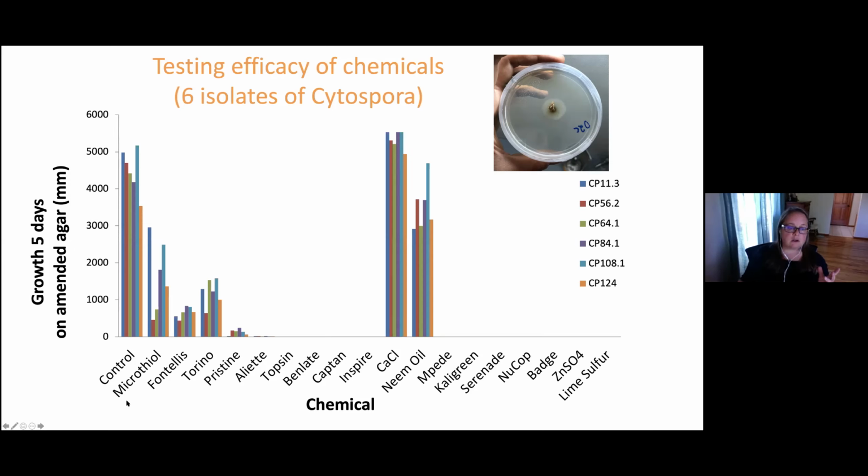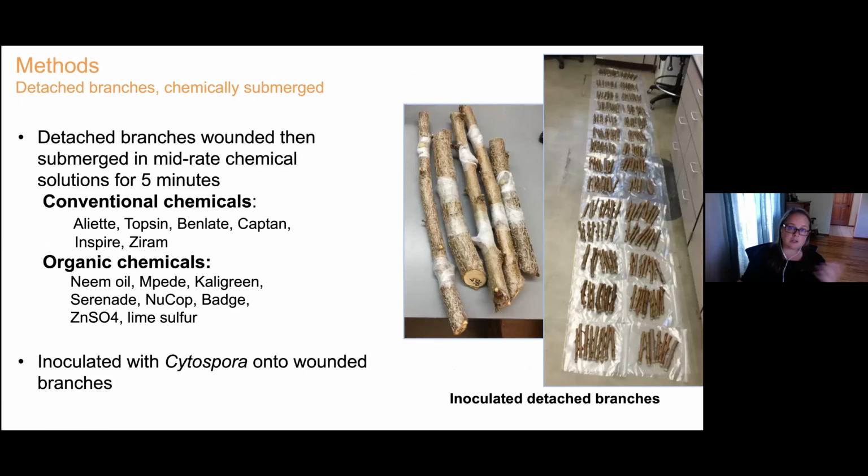So these are our control or conventional chemicals. We had Aliette, Topsin, Benlate, Captan, and Inspire that were effective. And then here are our organic ones. Remember that neem oil was one that they had used previously. It's what they've been suggesting to use. What we found is that Cytospora actually grows fairly well in neem oil, even though typically for fungi, neem oil is effective, but not for Cytospora. So we had NP, Cal-Green, Serenade, Neu-Cop, Badge, and lime sulfur. There were a few chemicals that worked against Cytospora for both conventional and organic.